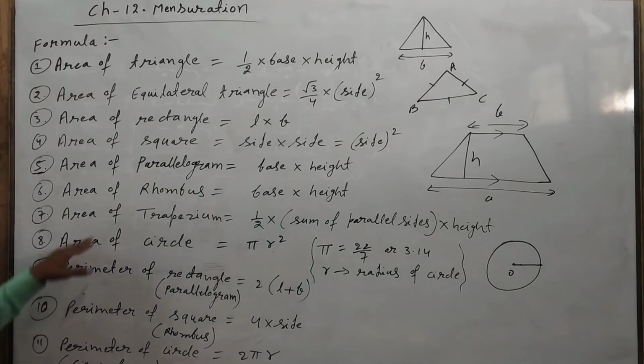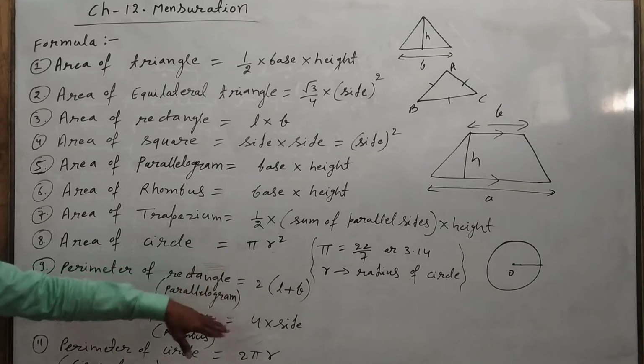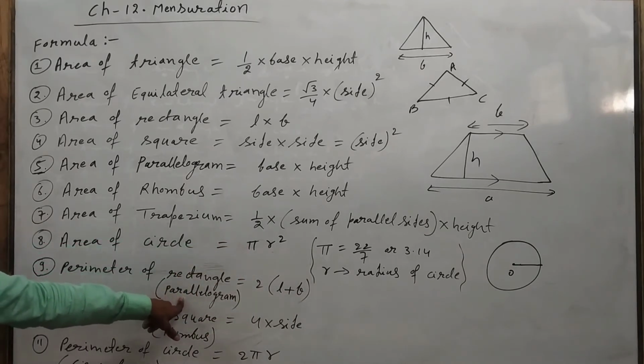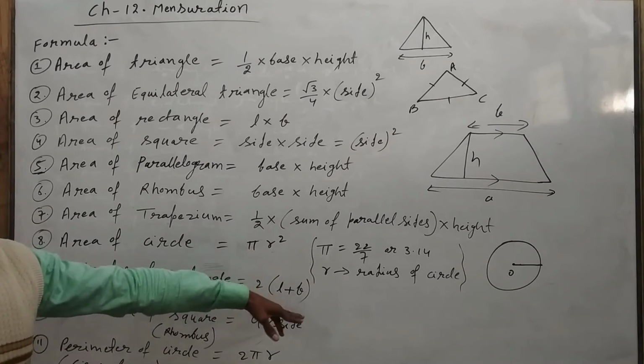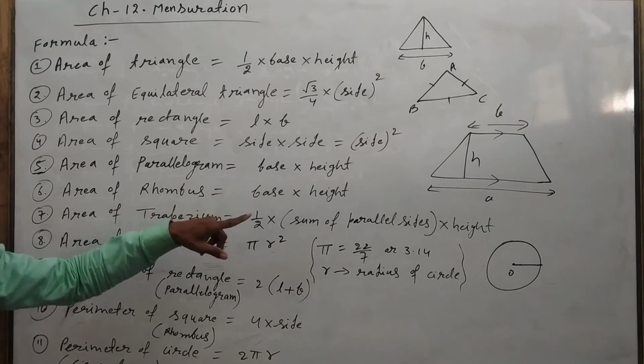Okay. These are the formulas of area. Now next, perimeter of rectangle. It is 2 into L plus B. The same formula we will use for a parallelogram also. Perimeter of parallelogram is 2 into L plus B only, because in that also opposite sides are parallel and equal, that's why.